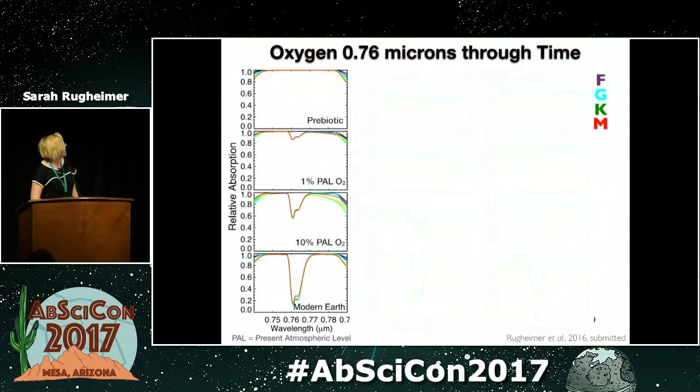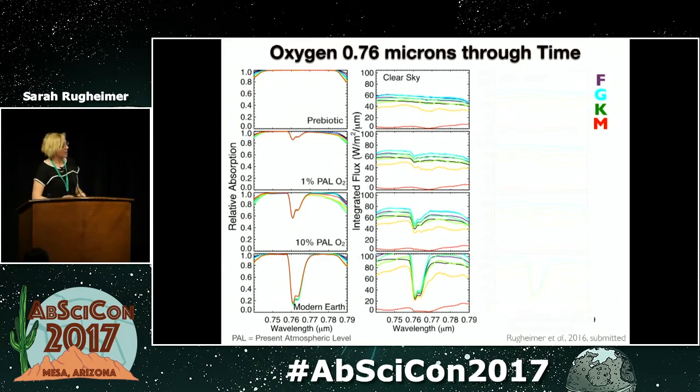So if we look here, this is the oxygen A band at 0.76 microns, and this is just showing in the first column a prebiotic planet, then 1%, again, modern concentrations, 10% PAL O2, and the modern Earth. This is for different star types, F, G, K, M, but we haven't yet considered things like surface reflectivity or the stellar impacts. So this is just showing that we're using the same basic oxygen concentration for each.